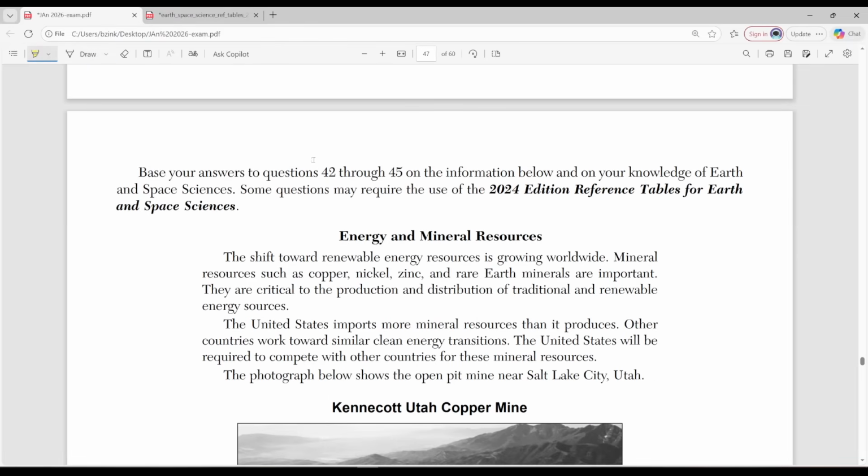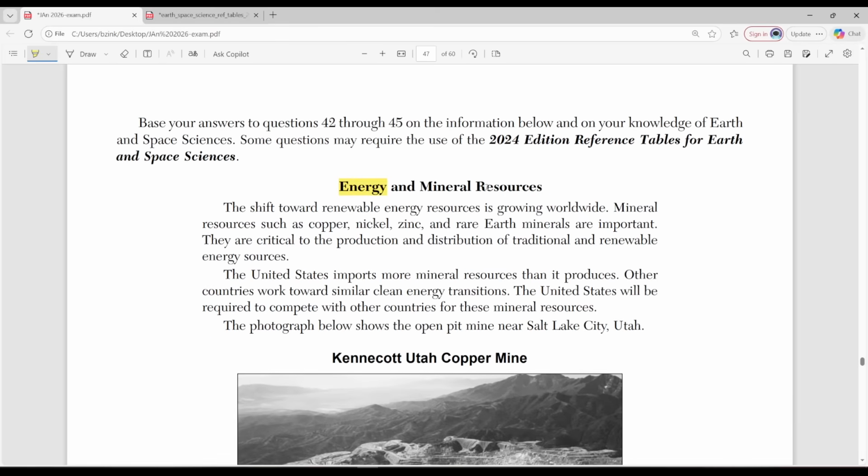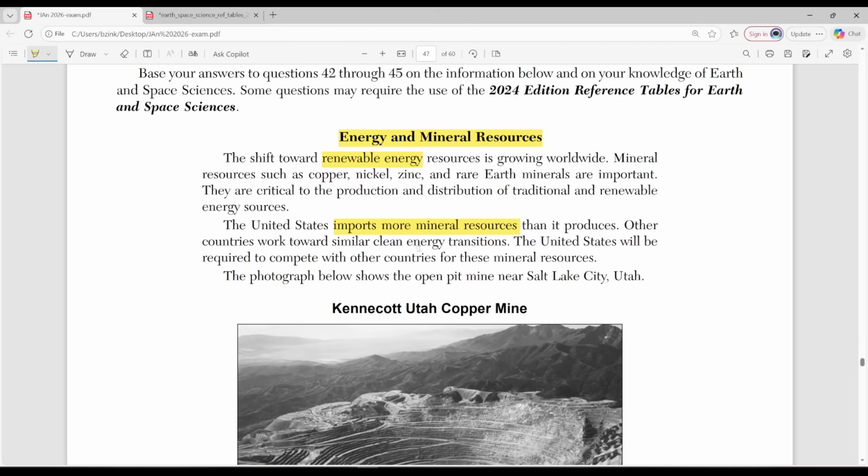Base your answers to questions 42 through 45 on the information. Okay, energy and mineral resources. I'm going to pretend that last question didn't exist for a little while. The shift towards renewable energy resources is growing. Mineral resources such as copper, nickel, zinc, and rare earth minerals are important. They are critical for the production of traditional and renewable energy sources, and also a lot of other stuff. The United States imports more mineral resources than it produces. Other countries work towards similar clean air transitions. The U.S. will be required to compete with other countries.